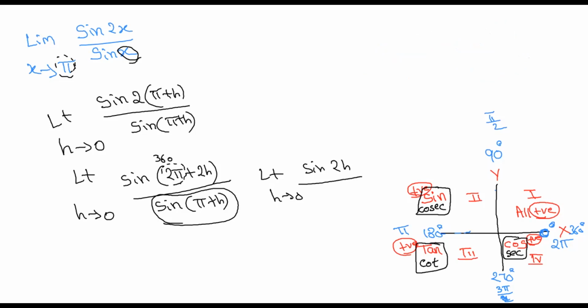For this, just remember sine of pi plus h. Pi is nothing but 180. When there is 180, the same trigonometric ratio will come, that is sine h itself. Next, we have to see whether it comes as positive or negative.